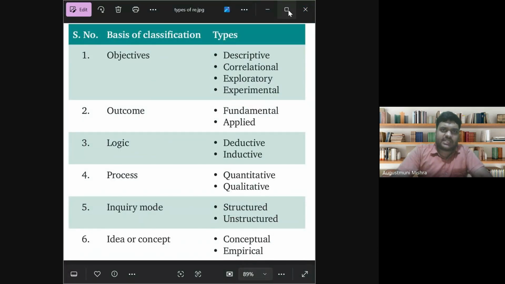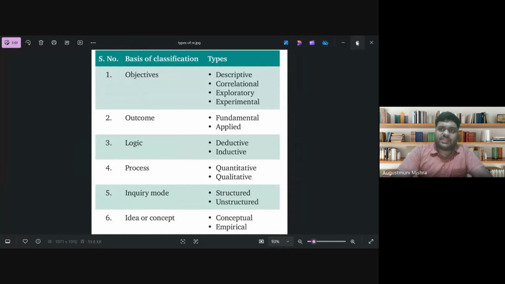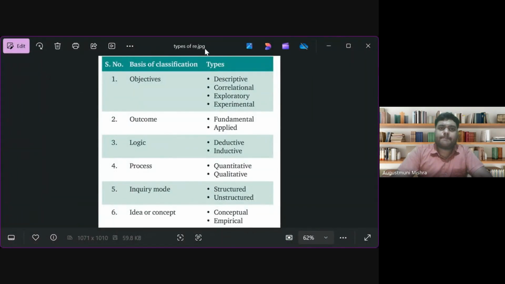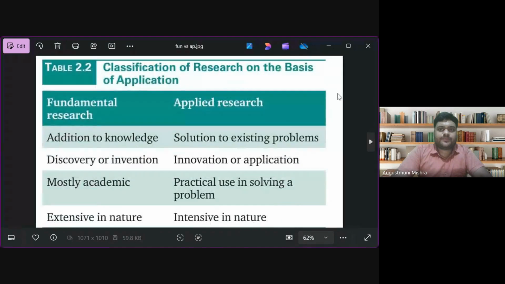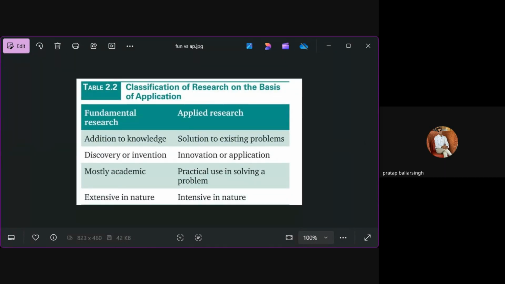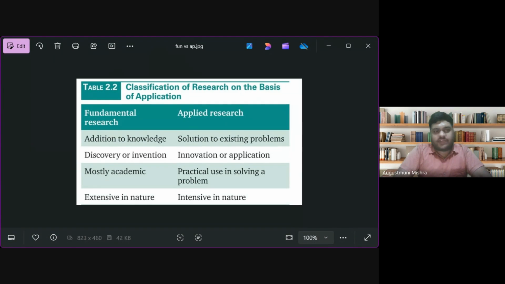Anyone want to share that? What is exploratory research? What do you understand from exploratory research? Sir, maybe it is a research which you want to investigate, right? Yes, definitely, sir. It is. Thank you, sir. Anyone else?